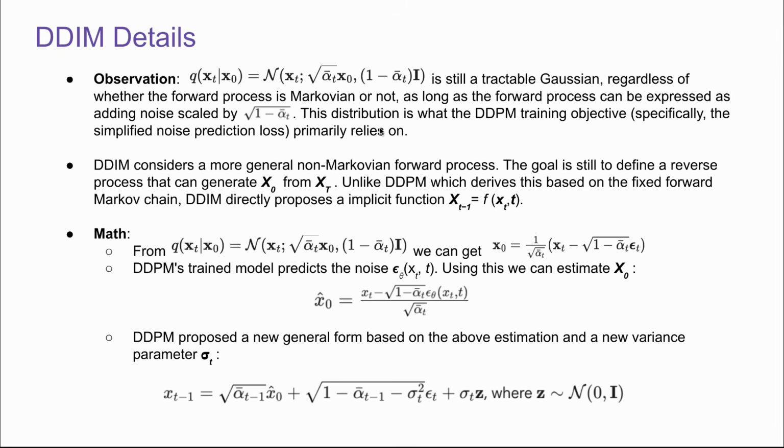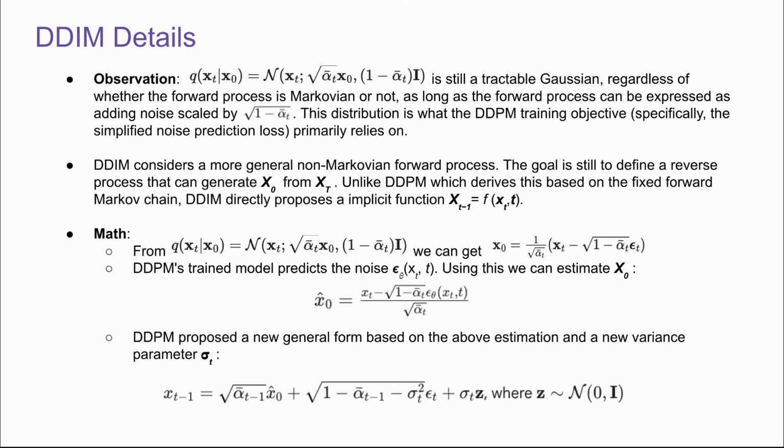If you remember, when we went through the diffusion process, we mentioned we want to consider this a Markovian chain, but when we do the mathematical deduction, all that matters is this, as long as the forward process can be expressed as adding noise by this scale. So DDIM considers a more general, non-Markovian forward process. The goal is still to define a reverse process that can generate x0 from xt. However, unlike DDPM, which derives this based on the fixed forward Markov chain, DDIM tries to directly propose an implicit function, xt minus 1 equals a function of xt and t.